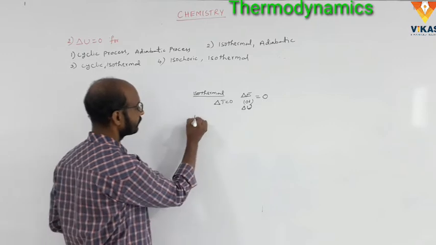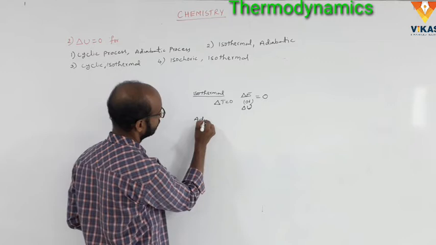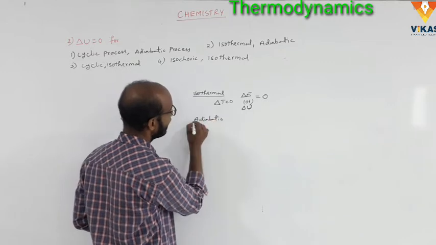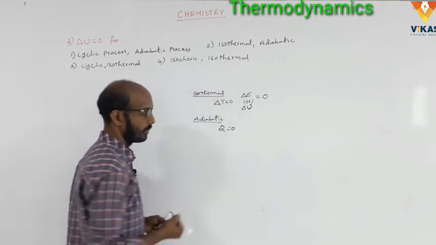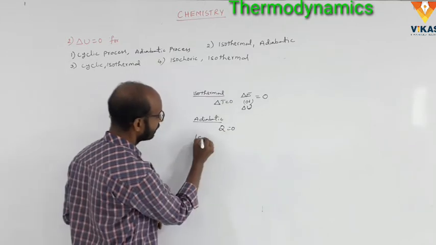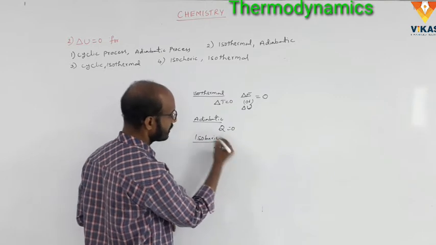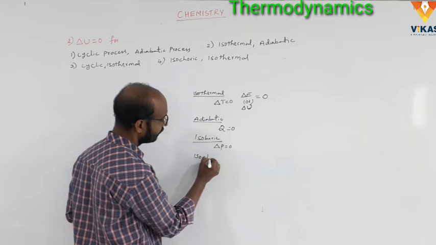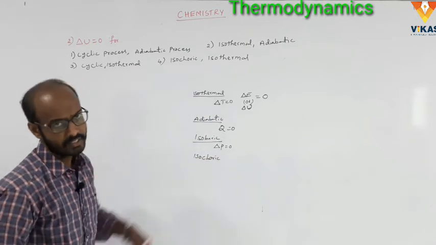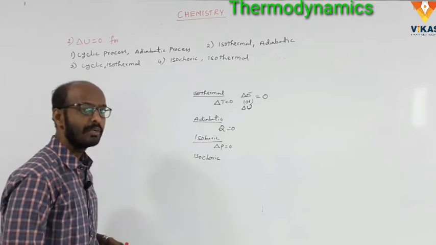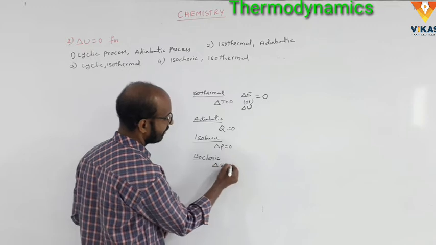And next one, adiabatic process. What is adiabatic? Here the heat flow is zero, so Q is equal to 0. And isobaric: the pressure is constant, delta P is equal to 0. And isochoric, these are most important bits in the thermodynamic process, so many times repeated. In the isochoric process, the volume is constant, delta V is equal to 0.